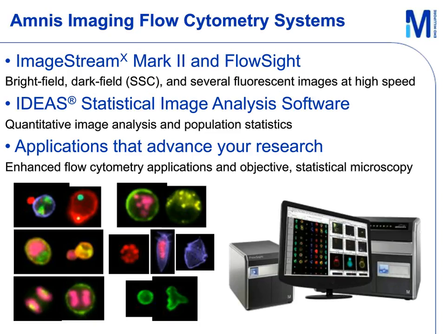These systems are very similar in the type of data that they produce. Both instruments produce bright field, dark field, also known as side scatter, and fluorescent imagery of each object at rates of up to 1,000 per second. However, the main difference between these instruments is in the resolution of imagery collected. The ImageStream X is a higher resolution system and can capture imagery at up to 60x magnification, whereas the FlowSight captures imagery at 20x magnification, and this difference in image resolution is important for some applications.